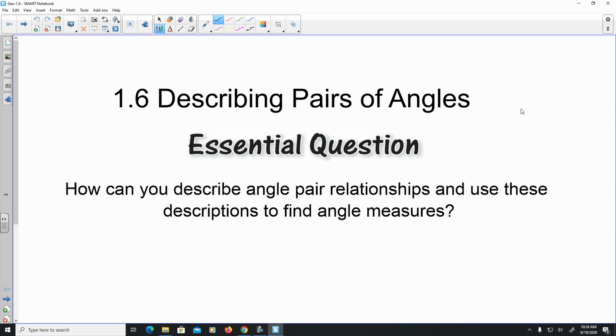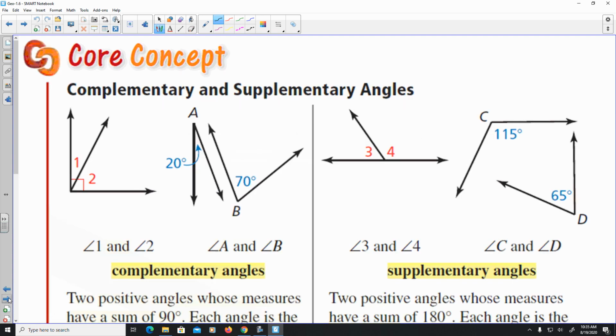Welcome to the video. Today we're going to be looking at lesson 1.6, where we're going to be describing pairs of angles. In this lesson we're going to figure out how you can describe angle pair relationships and use these descriptions to help you find angle measures. To start with, let's look at a few examples.